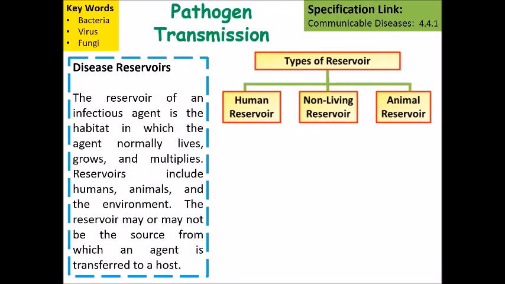Pathogen transmission is considered through what are called disease reservoirs. A disease reservoir is a reservoir of infectious agent, in the habitat in which the agent normally lives, grows and multiplies. Reservoirs can include human reservoirs, animal reservoirs, and non-living reservoirs.